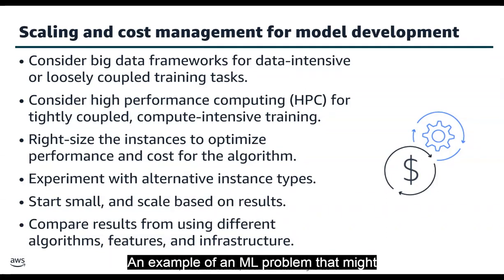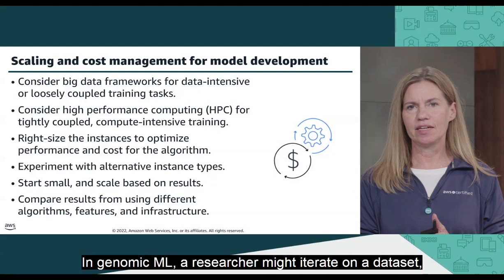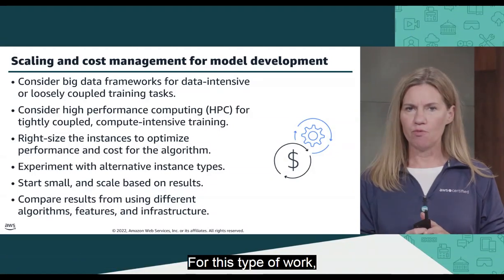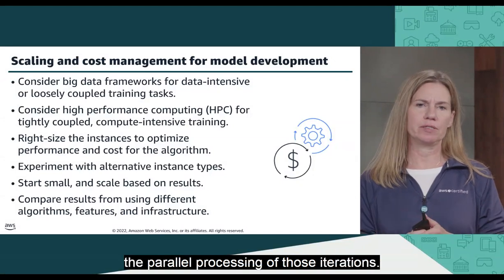An example of an ML problem that might take this approach is genomics. In genomic ML, a researcher might iterate on a dataset, tweaking parameters and optimizing thousands of times. For this type of work, a big data solution can speed up the parallel processing of those iterations.